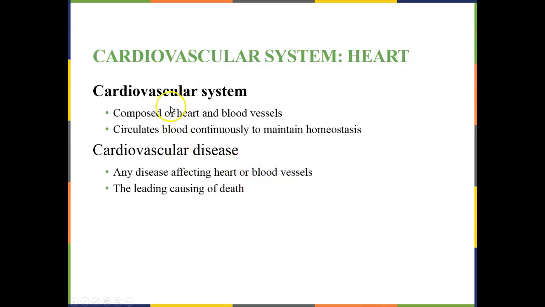So a quick overview of the cardiovascular system. The cardiovascular system is composed of the heart and blood vessels as well as the blood that runs through them. It functions to circulate blood throughout the body to maintain homeostasis. So blood carries nutrients to our cells and waste products away. And our heart is the pump that does this. Blood vessels are the roadways. So any disease affecting the heart or blood vessels is known as a cardiovascular disease, and it is one of the leading causes of death.